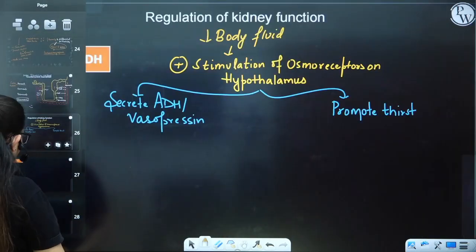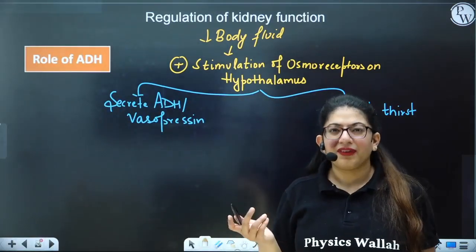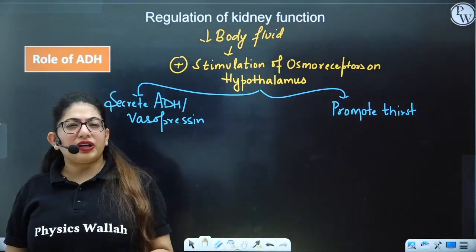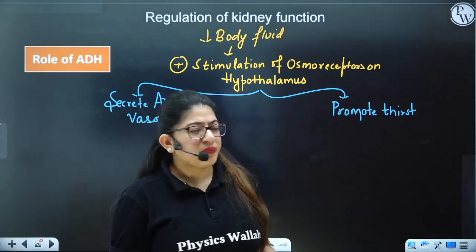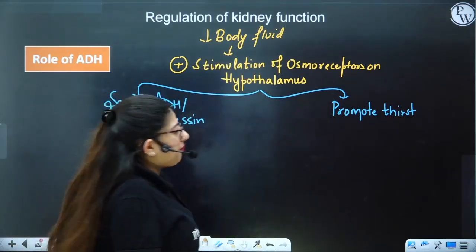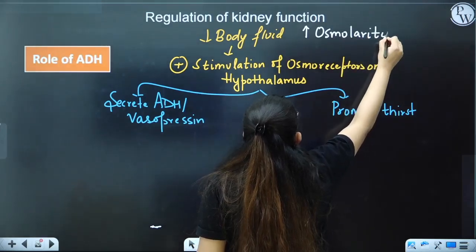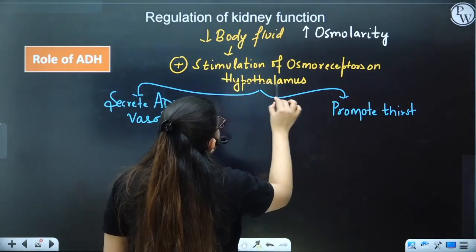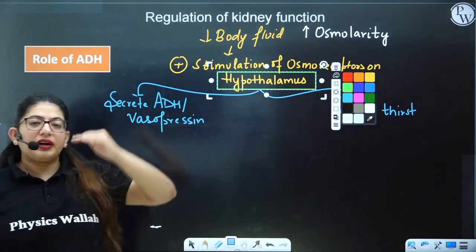Let's see how we can regulate our kidney function. Can we stop, pause, or increase or decrease its function? Yes, we can. Imagine a situation where you have lost a lot of body fluid, maybe due to diarrhea, or you have consumed alcohol. At that point, your body fluid will go down and the osmolarity of body fluid will increase. Whenever the osmolarity in body fluid increases, the hypothalamus, which is the part of the brain, will judge that the osmolarity has increased.